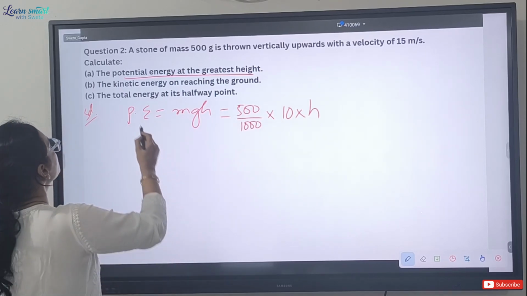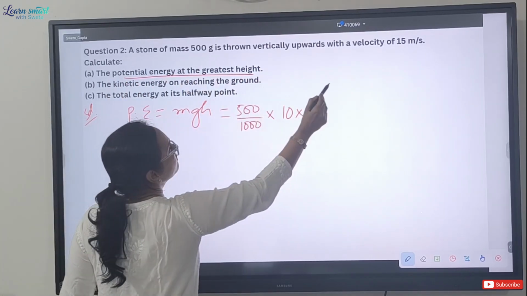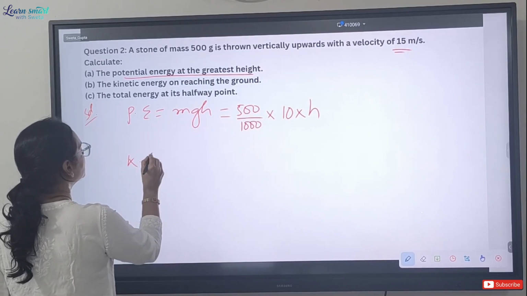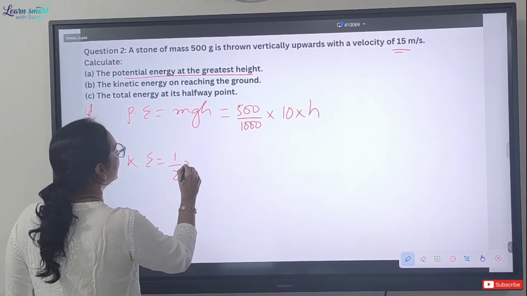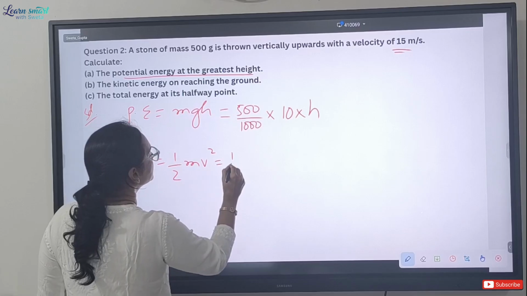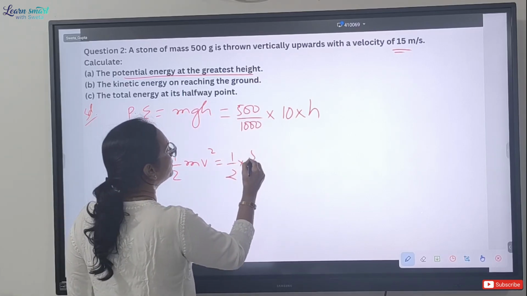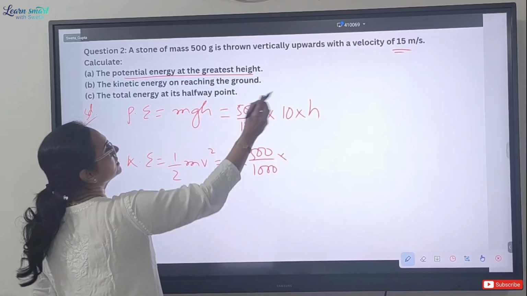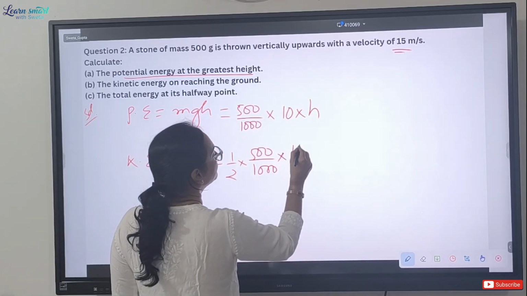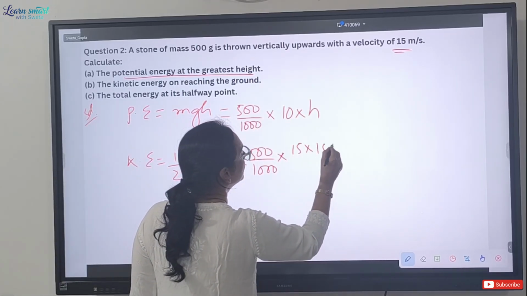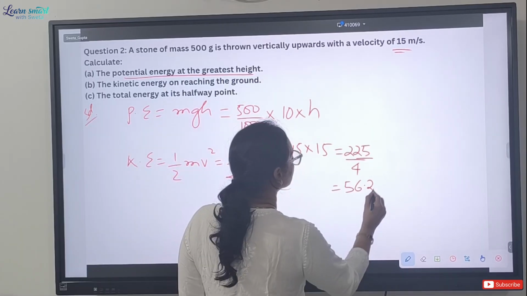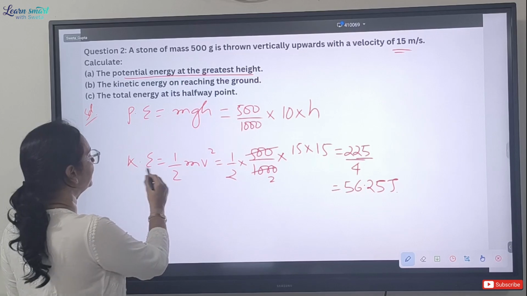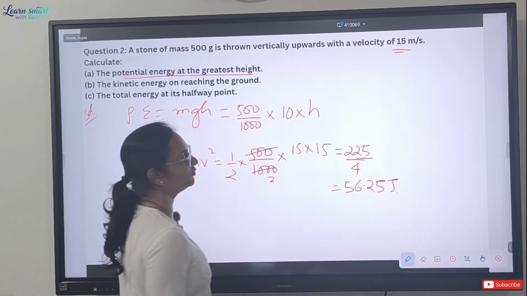So what do we do? You see that they have given you the velocity. We will calculate kinetic energy. So kinetic energy is equal to half mv square, which is half into mass, which will be 500 gram converted to kg, upon 1000, and velocity they have given 15. So we will write 15 into 15. Just calculate. If you just calculate the kinetic energy, you will get 56.25 joules.